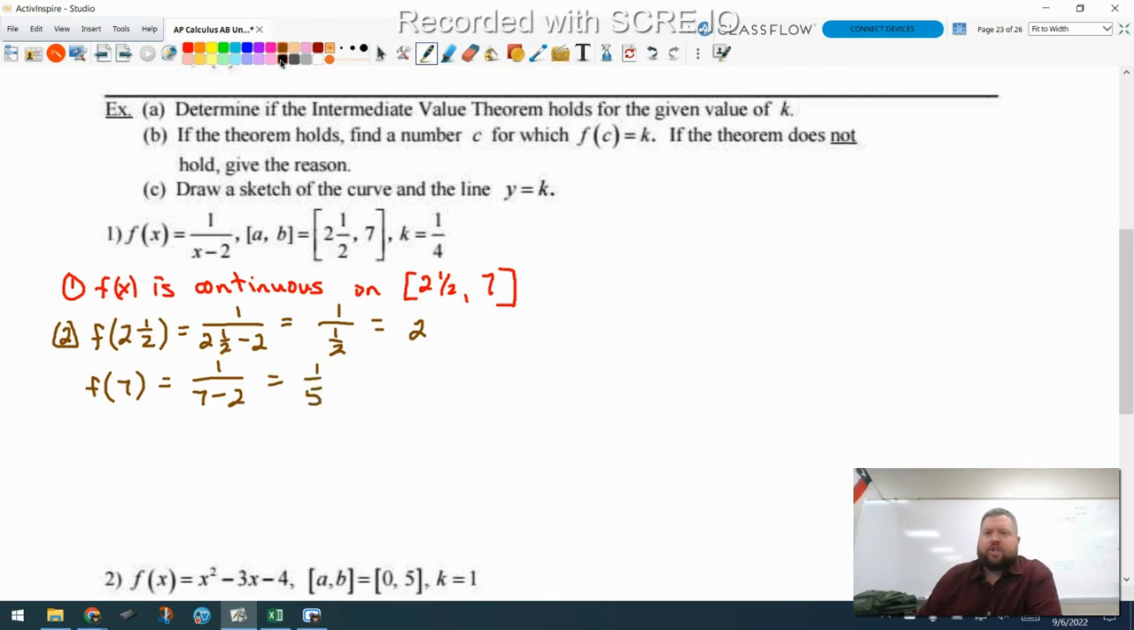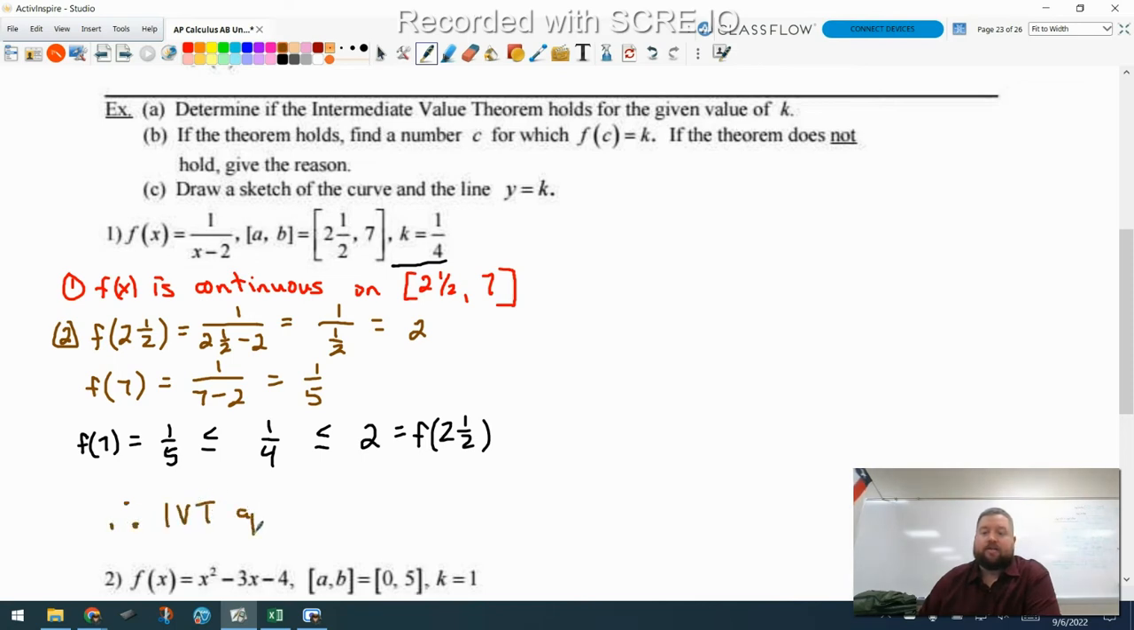All right, and then we need to show that k, which they told us is 1/4, is between these two numbers. Okay, 1/4 is bigger than 1/5. So it's bigger than 1/5, and 1/4 is smaller than 2. So we can say that f of 7, which is equal to 1/5, is less than or equal to 1/4, which is less than or equal to 2, which equals f of 2.5. All right, we have done everything we need to do for the conditions. So we finished by saying, therefore, IVT applies.